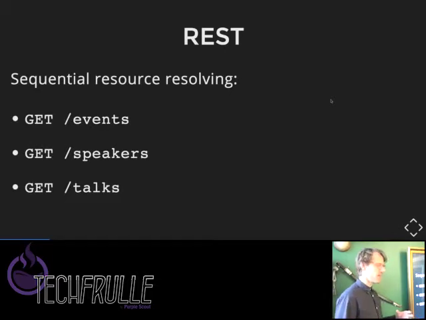But the thing is that that means that if I want to have talks, I only know which talks I should get when I know the speakers, and I only know which speakers I should get when I want the events. It means I have to do 3 sequential requests that have to wait for each other. If you're next to the server, that's not an issue, but because of the speed of light, doing these back and forth trips might actually take a while before they all get resolved.